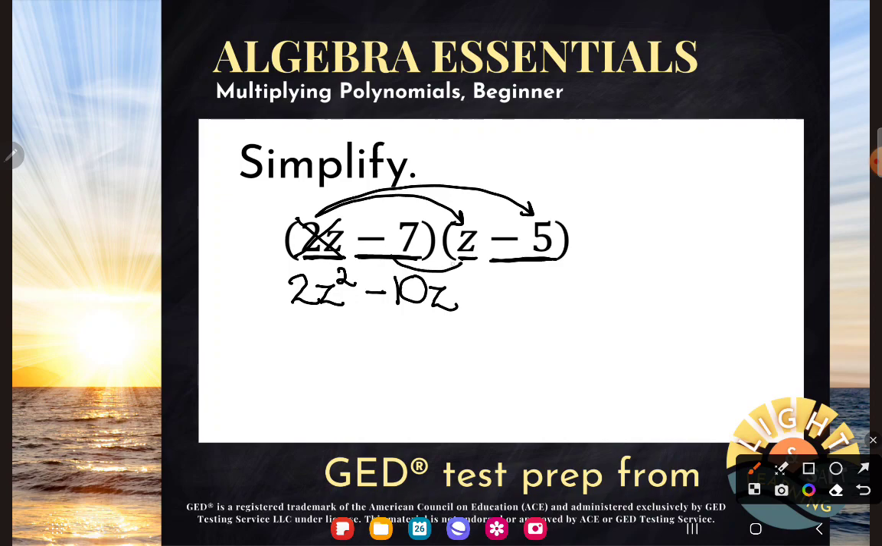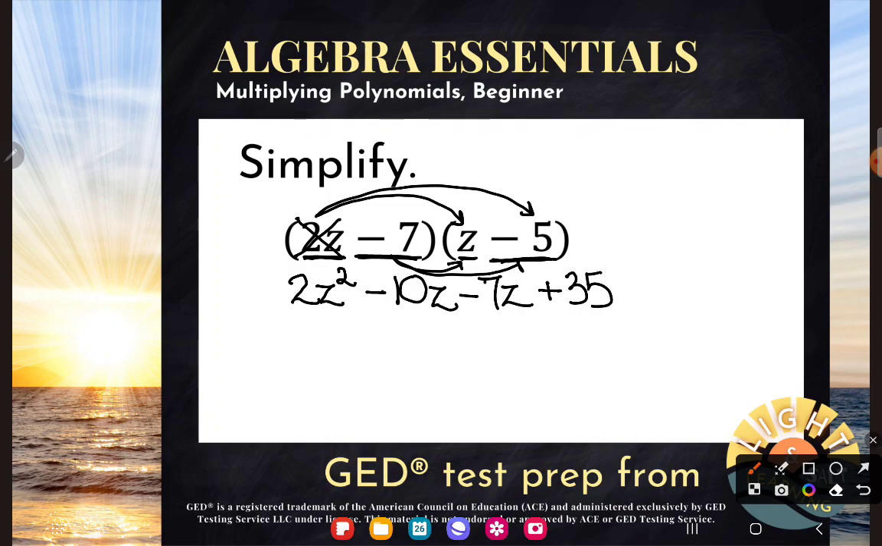So -7 times z is -7z. And now passing it out to the second term in the next grouping, -7 times -5. Do it in your calculator if you need to, but a negative times a negative is a positive, and 7 times 5 is 35. Now remember, check these, guys.